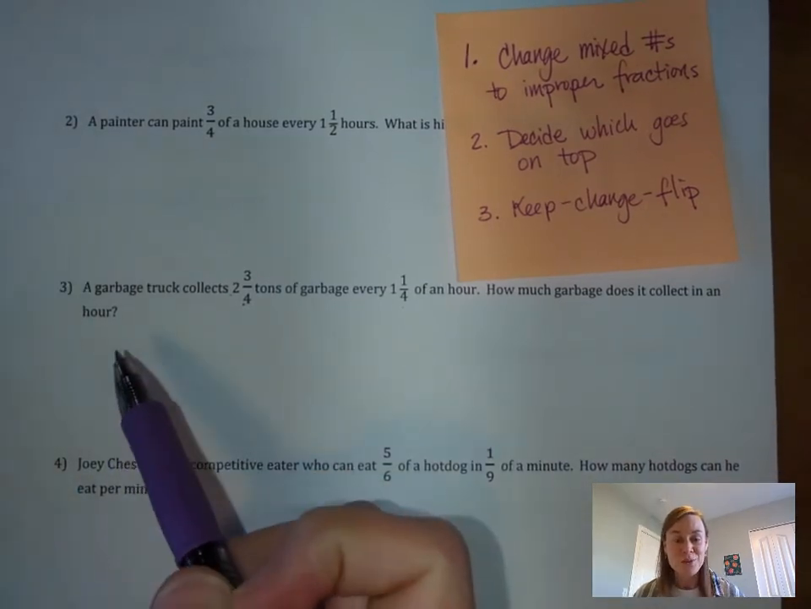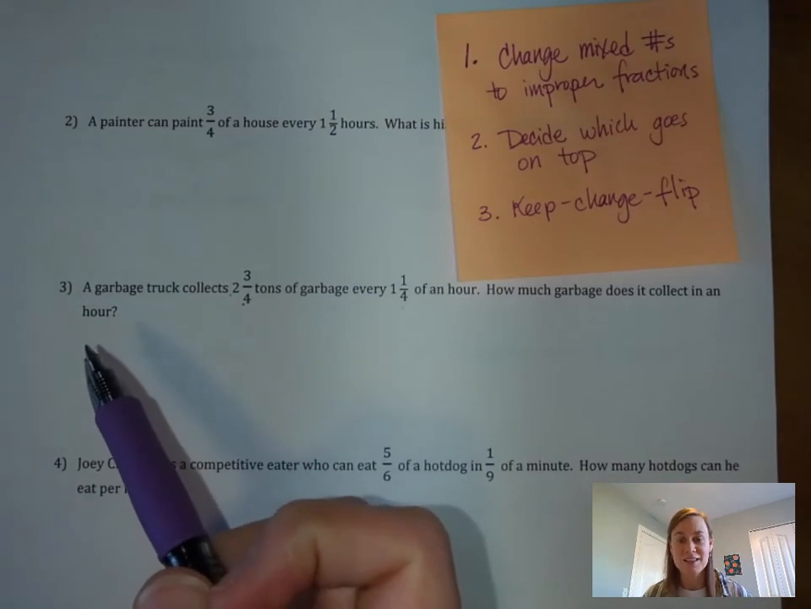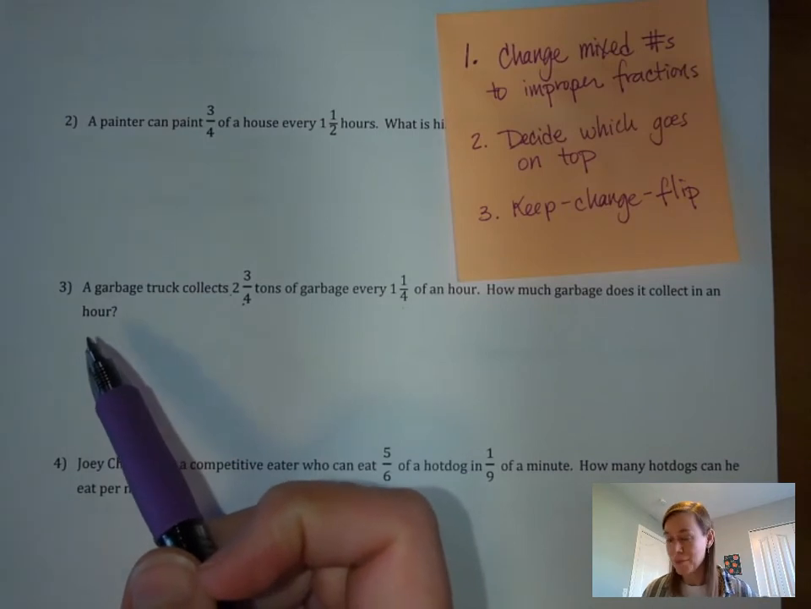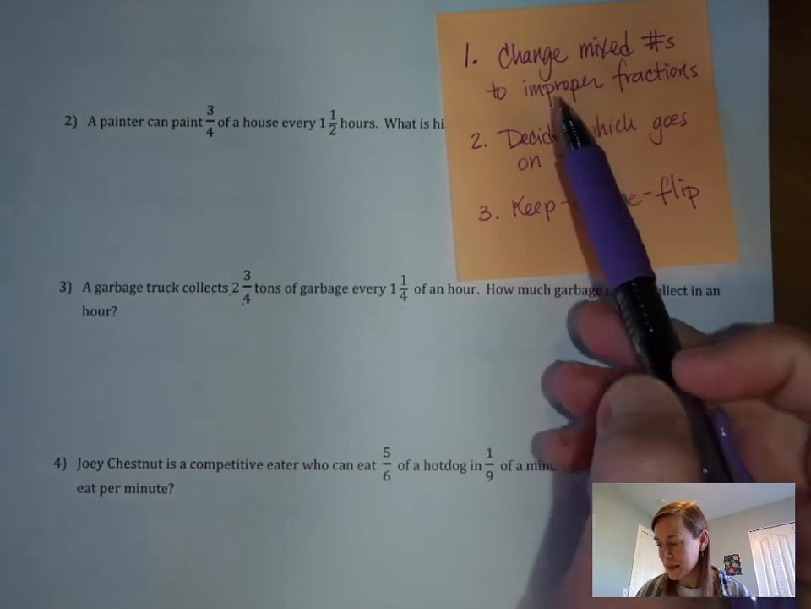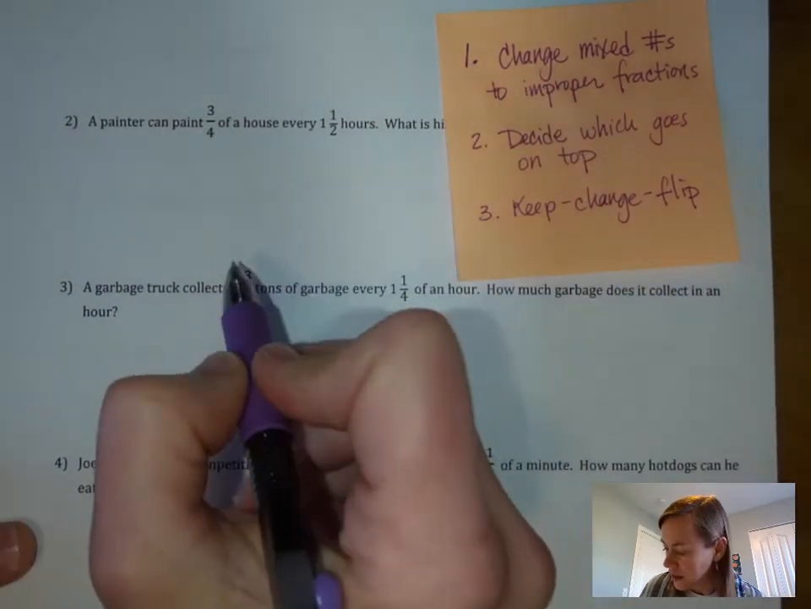Now, if you're feeling brave and you want to pause this video and solve it yourself and then come back and see if you got the answer right, that might be kind of fun. Do that if you want to do it. If you want to hit pause, go ahead and do that now. I'm going to go to my steps, and it looks like step 1 is change the mixed numbers to improper fractions, so let's do it.